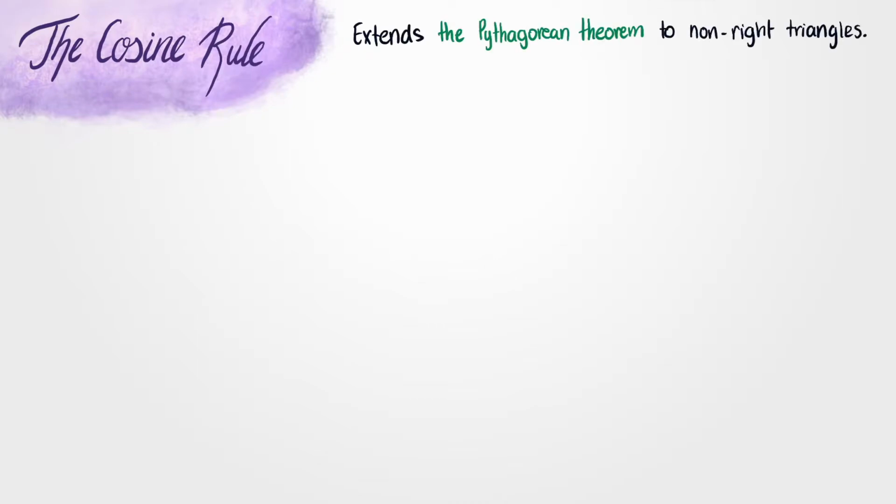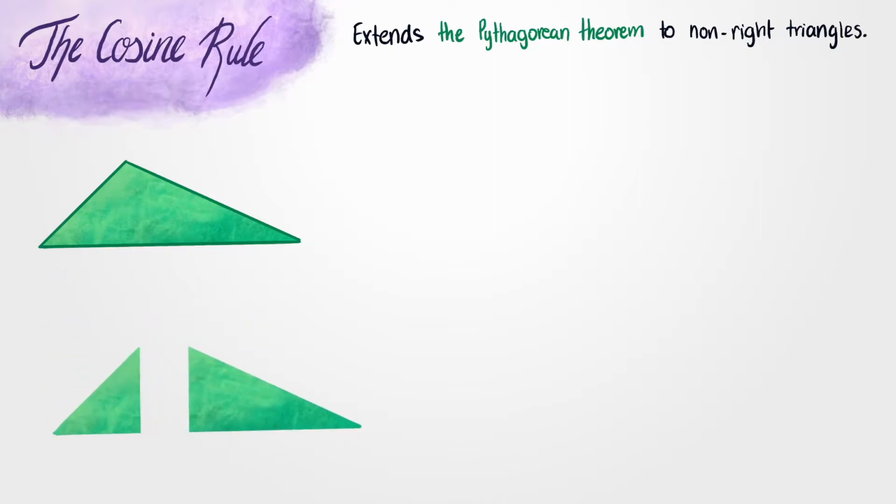Now, to introduce the cosine rule properly, let's start with a picture of some random non-right triangle. The key insight that you need to have for the cosine rule is that you can always take any non-right angled triangle and break it up into two right angled triangles. Now that we've split this triangle in half, we can go ahead and mark on all of its sides on both of these diagrams.